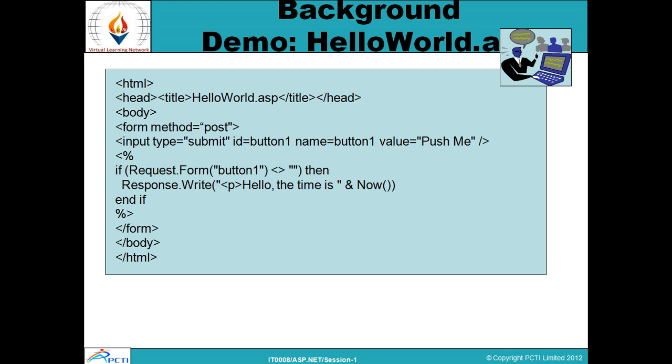Inside the body tag we can write form method is equal to post, then the next tag is input type is equal to submit. Submit is a kind of button. ID is equal to button1, name is equal to button1 and value is equal to push me.